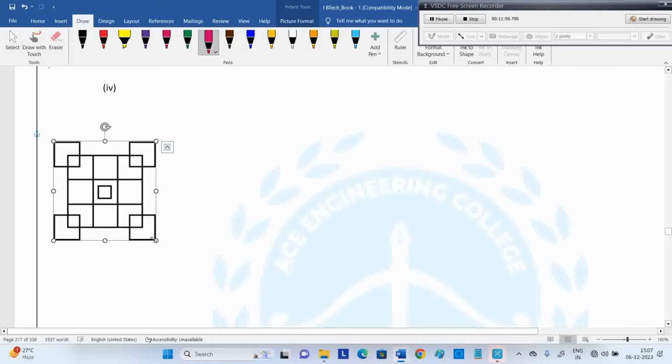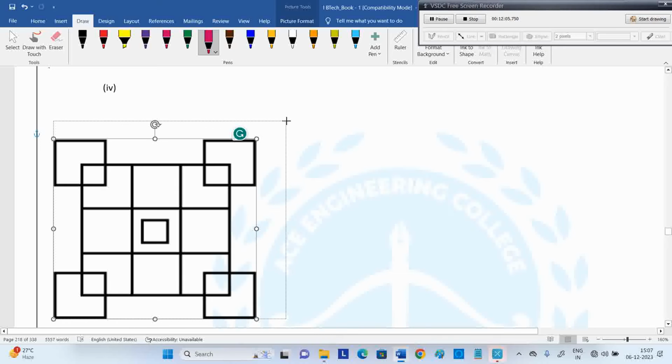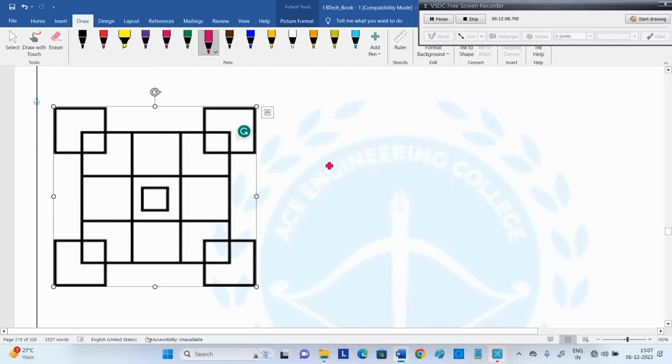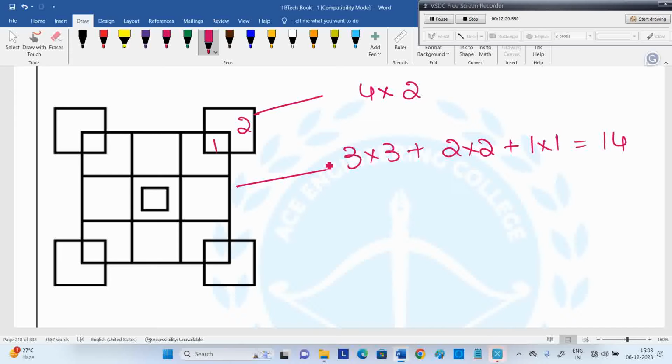23. Okay. Now the middle one. 3 rows, so 3 by 3, 2 by 2, 1 by 1. You know this is already 14. And 2 squares at every corner. How many corners? 4 into 2. Middle one extra. Total 23. Check it out once.